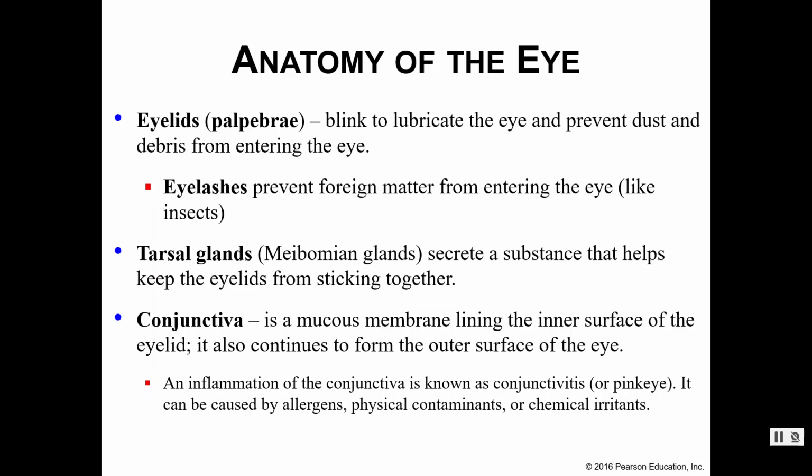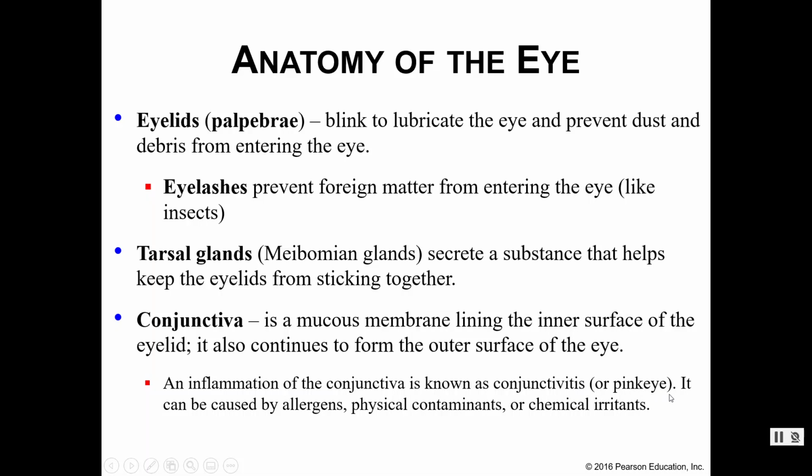And then we have the conjunctiva. This is technically a mucous membrane, and it lines the inner surface, or basically the backside, of your eyelid. It's also continuous with the outer surface of the eyeball itself, so it covers both parts. Now, if we experience inflammation in your conjunctiva, we call this conjunctivitis. So we know that itises are inflammations. A lot of people know this as pink eye.